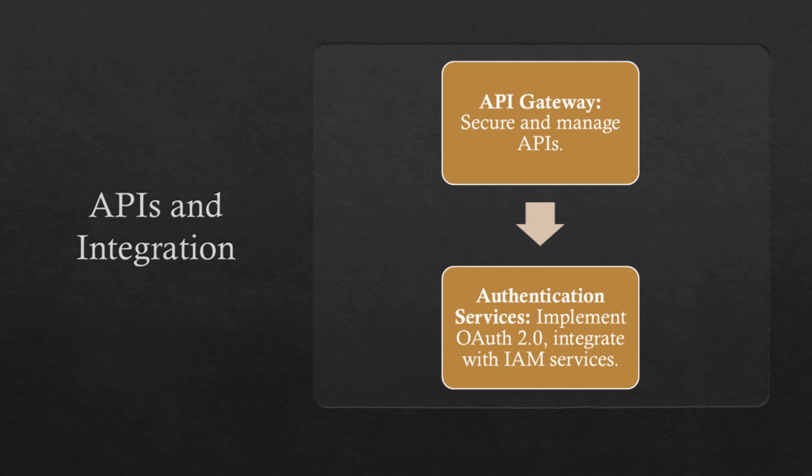To facilitate interaction with external systems and applications, we implement RESTful APIs managed through an API gateway. This setup provides a scalable and secure interface for data exchange. We strengthen security by implementing authentication services like OAuth 2.0 and integrating with Identity and Access Management (IAM) services offered by our cloud provider. This ensures that only authorized users and devices can access our system.